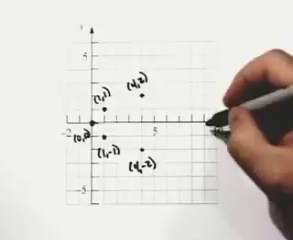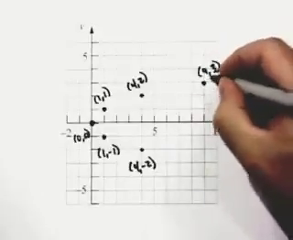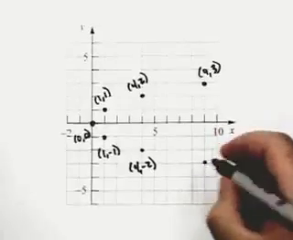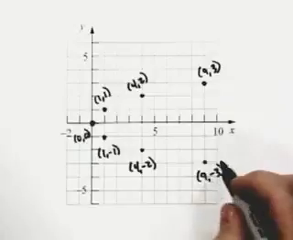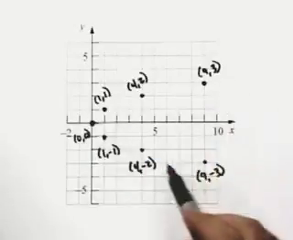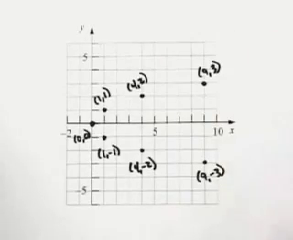And lastly, we found the point 9 comma 3. And from symmetry, the point 9 comma negative 3. So we have these 7 points plotted. The last step would be to connect these points with a smooth curve and draw some arrows at the ends to indicate that the graph continues on.